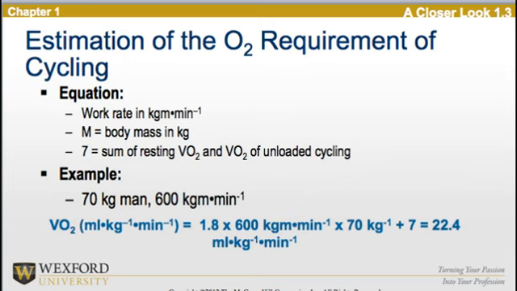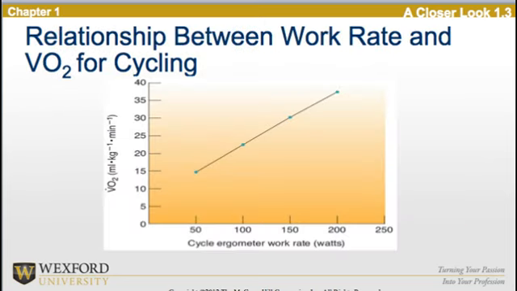So for our example, we're going to have a 70 kilogram man at a work rate of 600 kilogram meter per minute. So our VO2 is going to be equal to 1.8 times 600 kilogram meter per minute divided by 70 kilograms plus 7, which is going to equal a total of 22.4 milliliters per kilogram minute. Now if we look at the relationship between the work rate and the VO2 for cycling, again you'll see a linear relationship. Please review the table to look at this relationship.